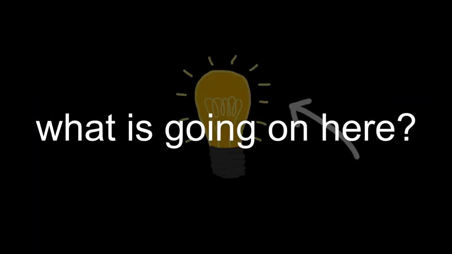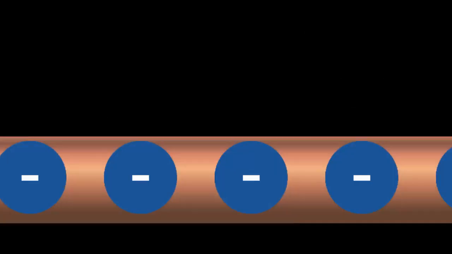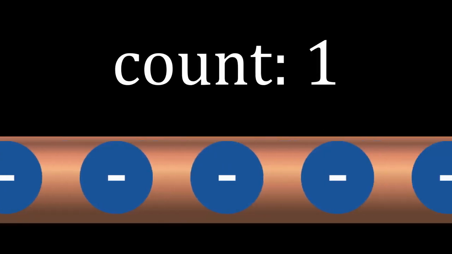What is going on here? Objects have a fancy something called a charge. It can be positive or negative, or if you have the same amount of both, an object is neutral. Electrons have a single negative charge. The flow of electrons is called electric current. To describe it, we use three parameters: current, voltage, and resistance. Current is the amount of electrons passing through a wire in a given amount of time.